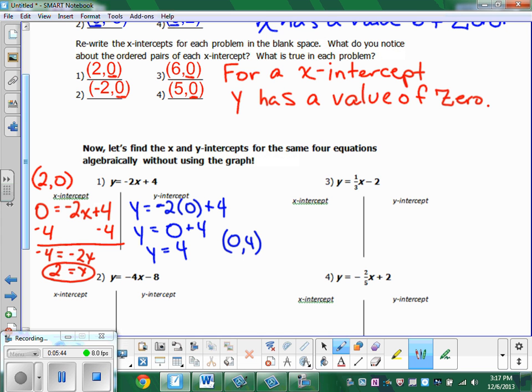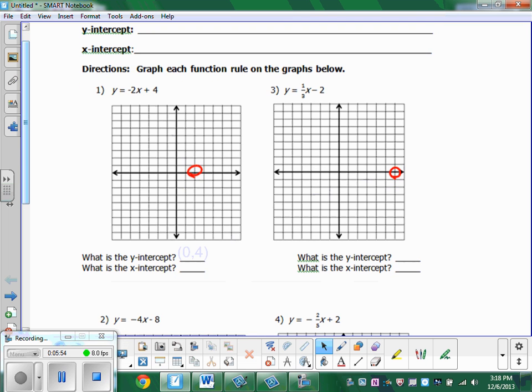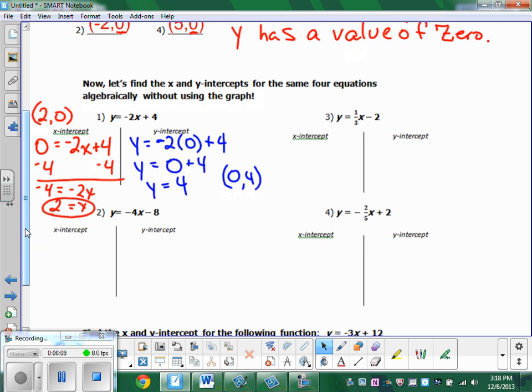Now, if we look back at our information from before, for the equation y equals negative 2x plus 4, we had a y-intercept of (0, 4), and an x-intercept of (2, 0), which is exactly what we solved for just now. Go ahead and pause your video and attempt to find the x and y intercept in the same fashion for the remaining equations.